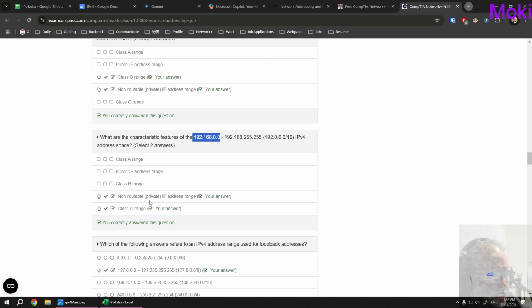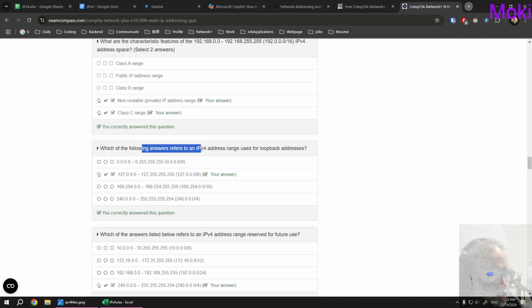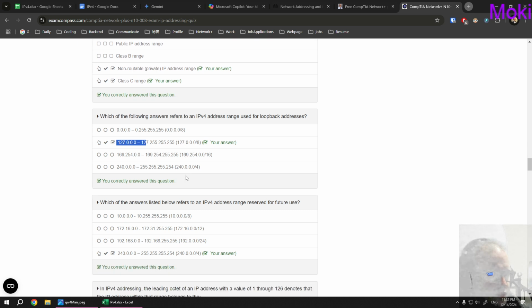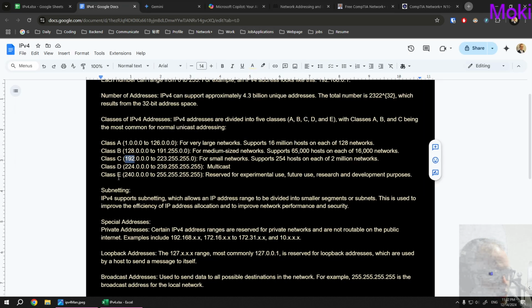192.168, Class C, private. Which of the following answers refers to an IPv4 address range used for loopback? 127. Which of the following answers refer to an IPv4 address range reserved for future use? That's this one, 240. That's Class E. This is very unique. The 240s, Class E, are reserved for experimental, future use, research.